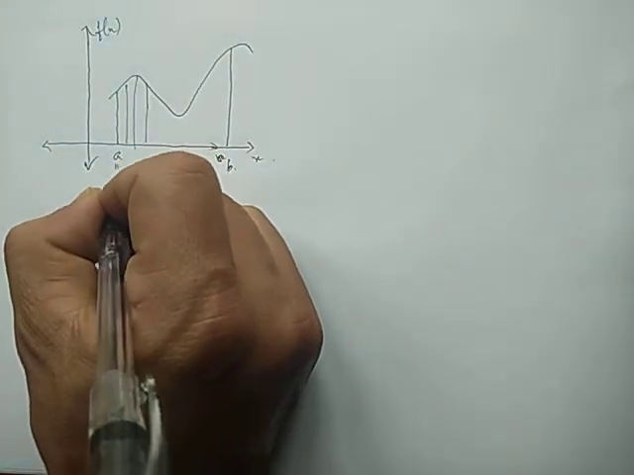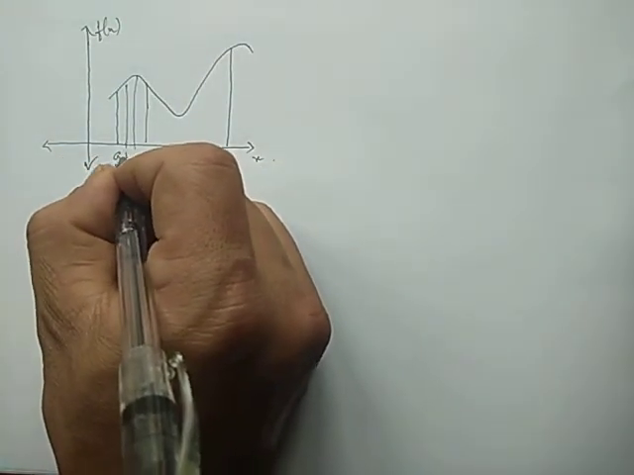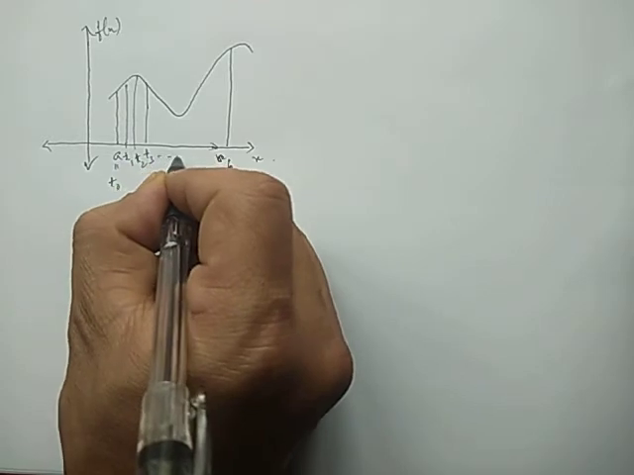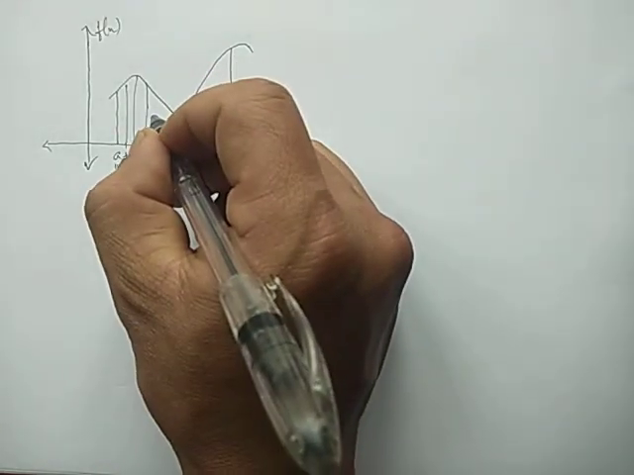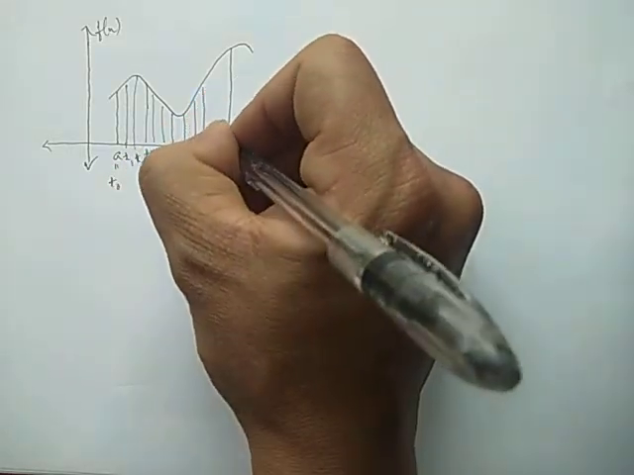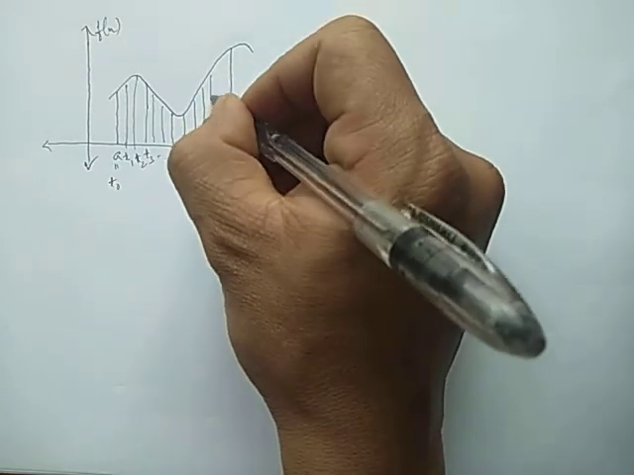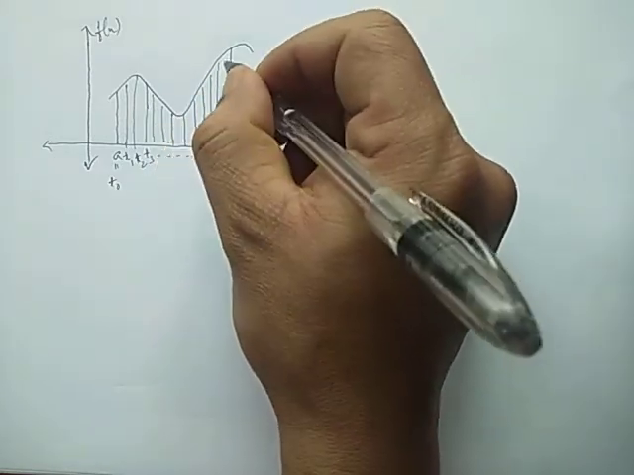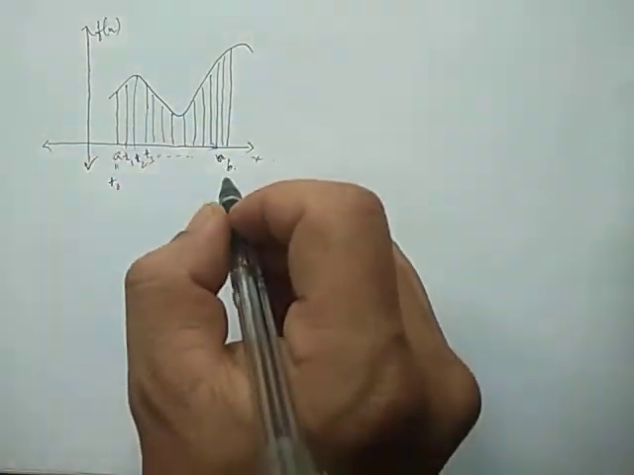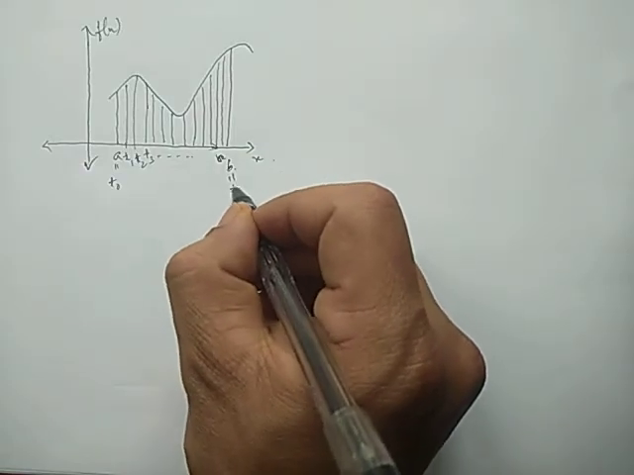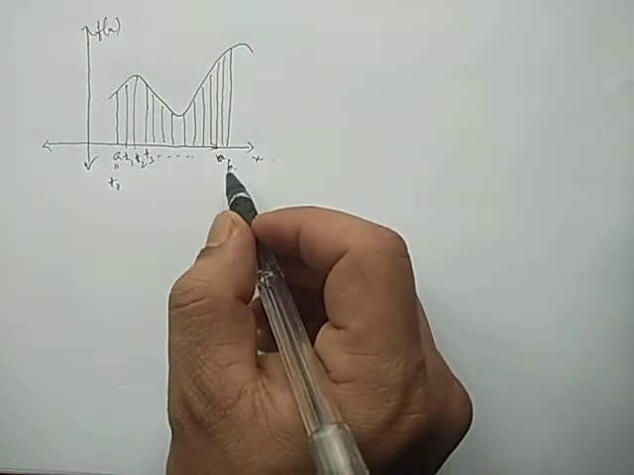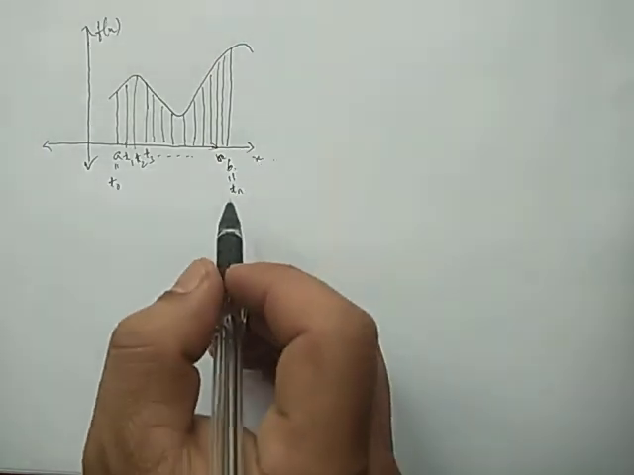I call A as T0. I call this one as T1, this one as T2, this point as T3, and so on. So I have so many interval points between A and B. That is, the partition between A and B is such that we partition into n intervals. I call this B as Tn.